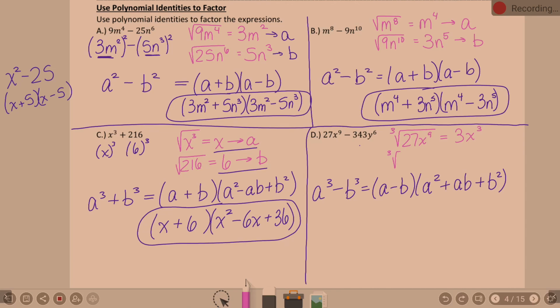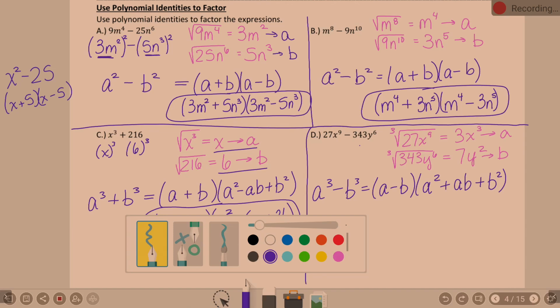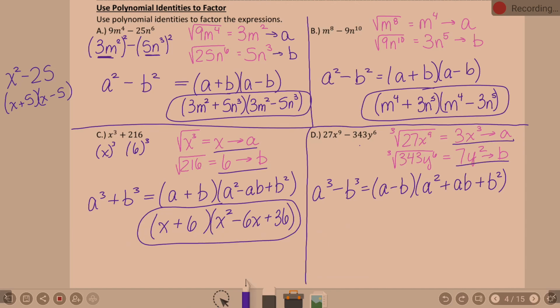I also need, ignore the negative, the cube root of 343 y to the 6th. Cube root of 343. 7. Cube root of y to the 6th. Take 6, divide it by 3, and it's y to the 2nd. What are these pieces I just found? A and B. Fill them in. And I guess we can check that tomorrow. I'm going to go ahead and write it down. You can check it tomorrow with me.